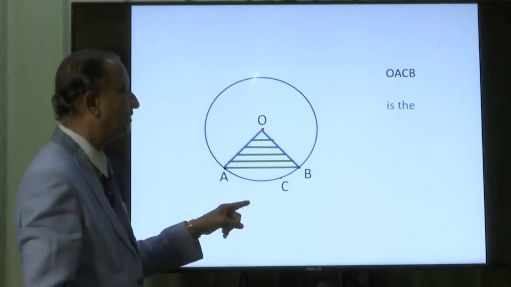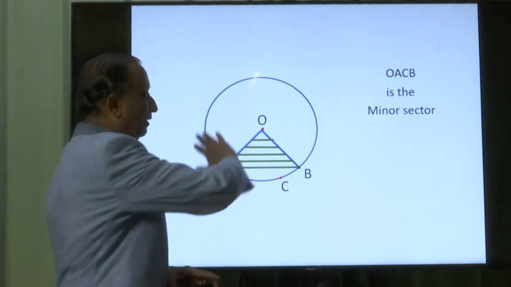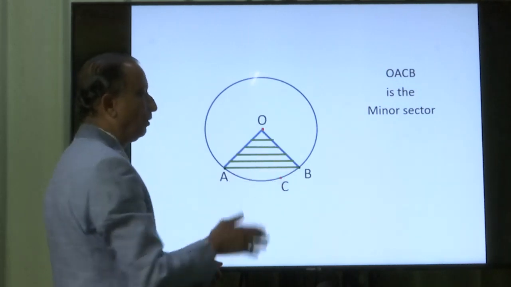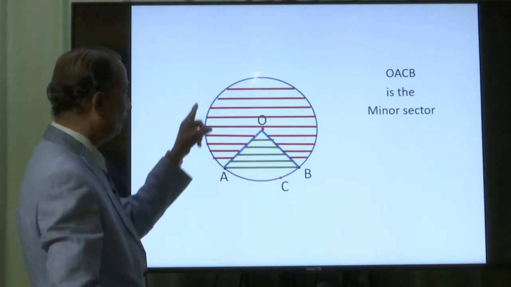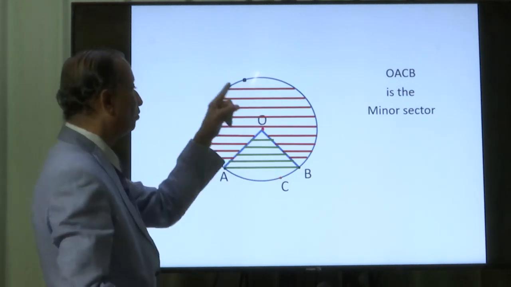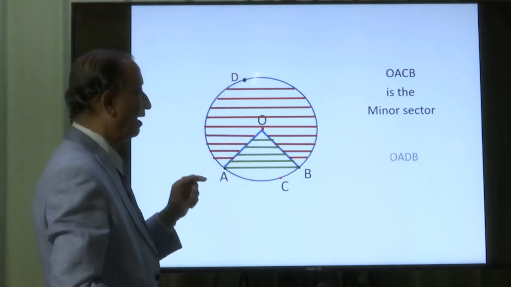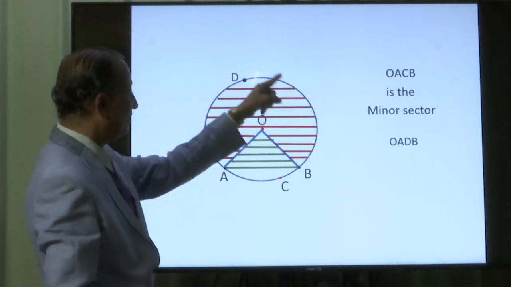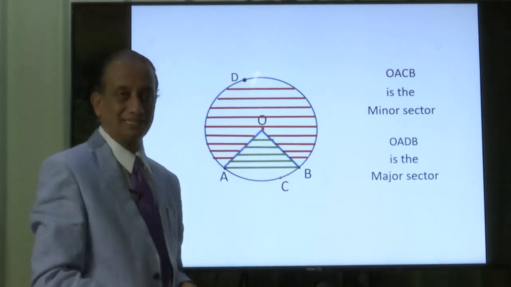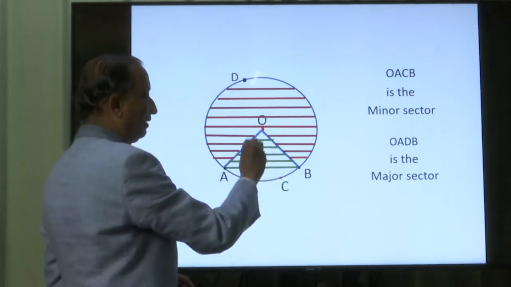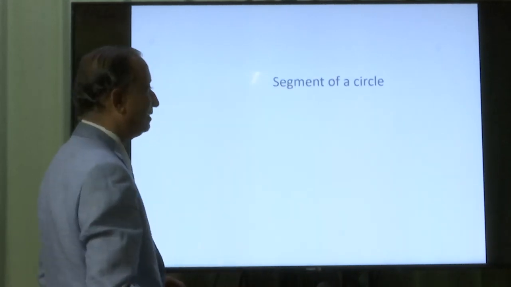Here this OACB is called the minor sector. This is a small portion when compared to this sector. This is called the minor sector, and this one, the shaded one in red color, is called, you choose a point anywhere on the major arc, call it D, and OADB, this region is called the major sector. So, this is a bigger one when compared to this. This is the minor sector and this is the major sector.